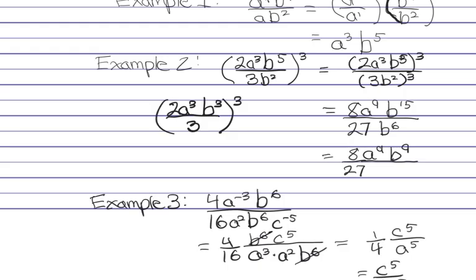So all you have to remember is that when you are dividing monomials, or dividing numbers that have the same base, then what you do is you subtract the exponents. So that's today's lesson.